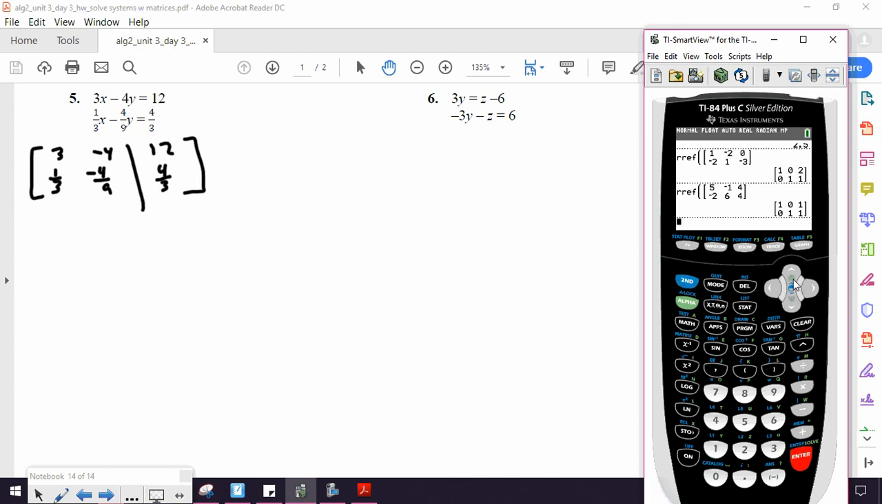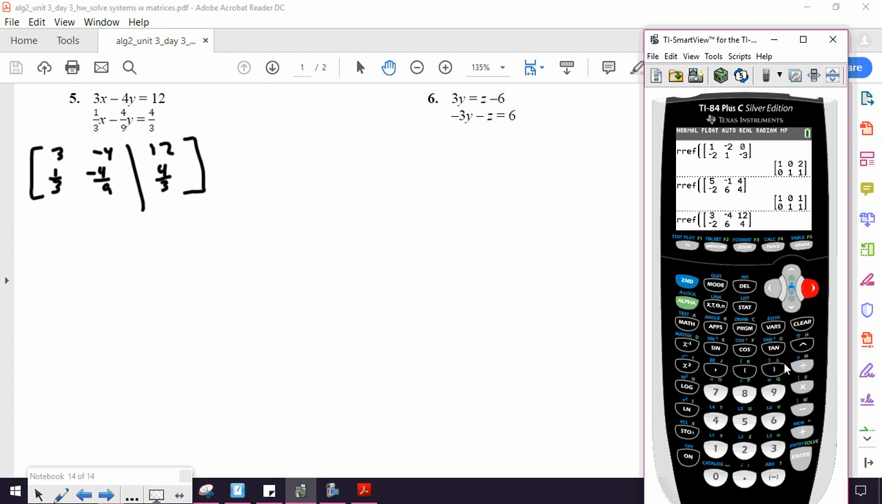I'm going to use a little cheat method since it has the same number of rows and columns as the previous problem. Let's say I don't want to go through all the keystrokes. Just highlight the previous one, hit enter, and it brings it down. So now you just have to change all of the entries. Just be careful to make sure you don't forget an element. So 3, negative sign's already there, just type my 4 now. And now I type 12.